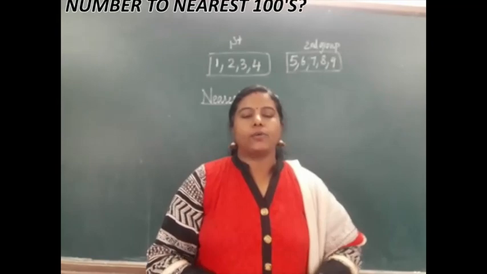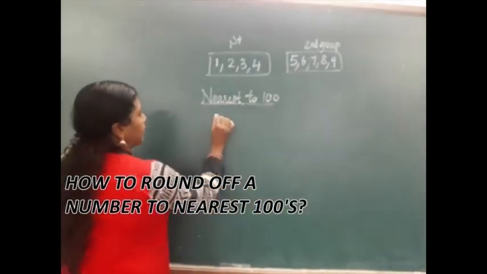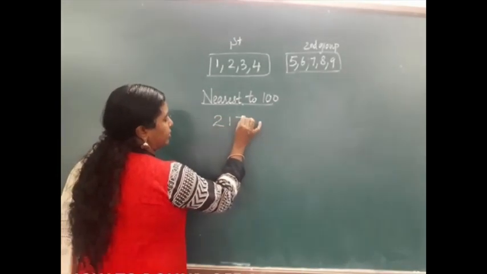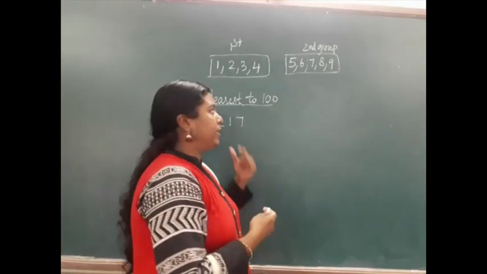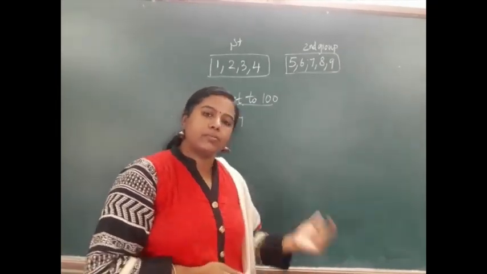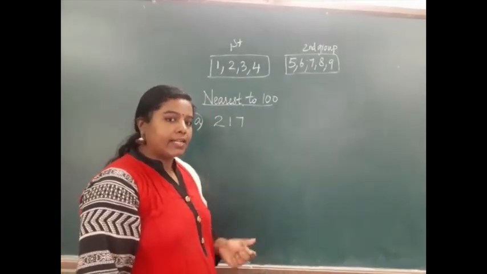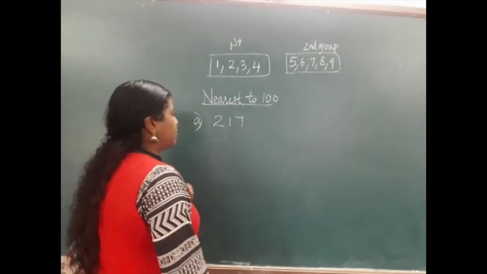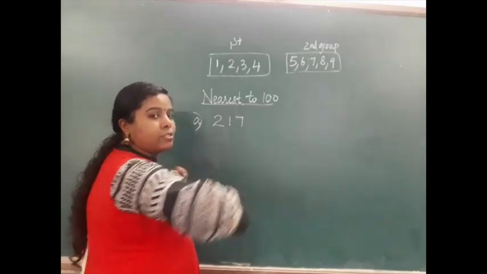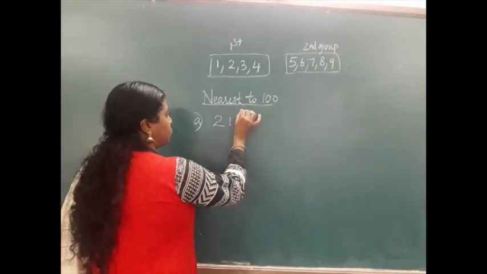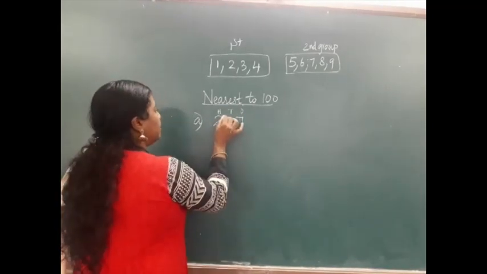Now let's learn how to round the numbers nearest to 100. Look at this example. I have written a number here, 270. We are following the same steps that we did to round the numbers nearest to 10. So 270, first step is circle the digit at the given place. What is the given place here? Nearest to 100. So the given place is the hundreds place. So ones, tens, hundreds. We have to circle the digit in the given place.